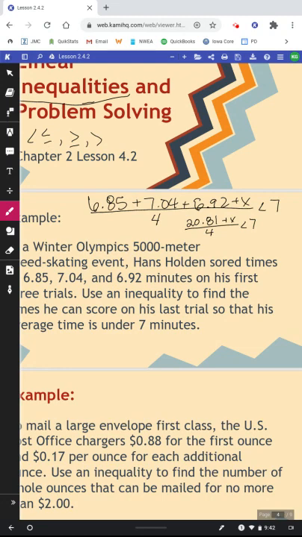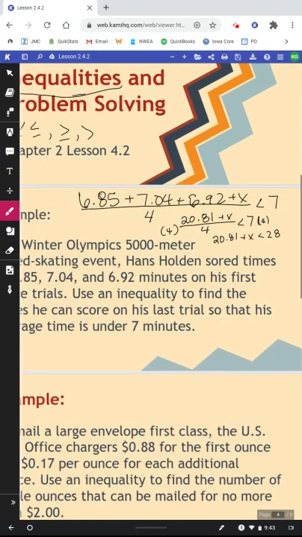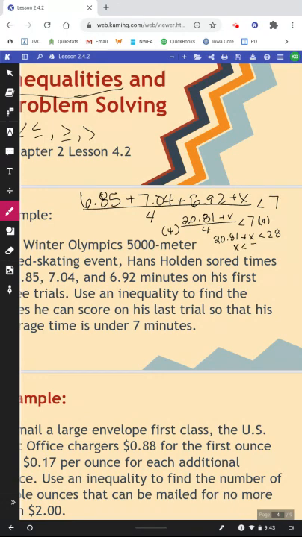Now I want to get rid of the 4 because we don't like fractions. Right now it's being divided, so the opposite would be to multiply each side by 4. And that would give me 20.81 plus x is less than 28. Subtract 20.81 from 28. And that leaves me with x is less than 7.19. So his time must be less than 7.19 minutes.